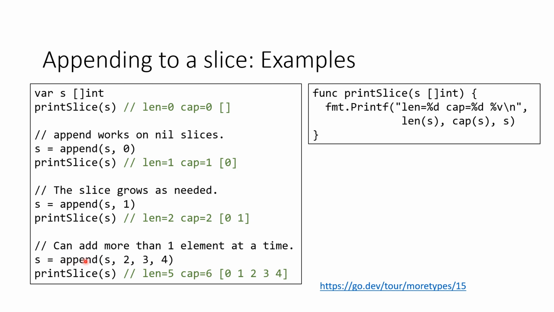The last call to the append function is an example of adding more than one element at a time. This function call adds three values 2, 3, 4 to slice s. After adding, the length of s increases from 2 to 5. However, this example also shows that the new capacity is not always equal to the new length. Here the capacity is increased from 2 to 6 instead of 5.